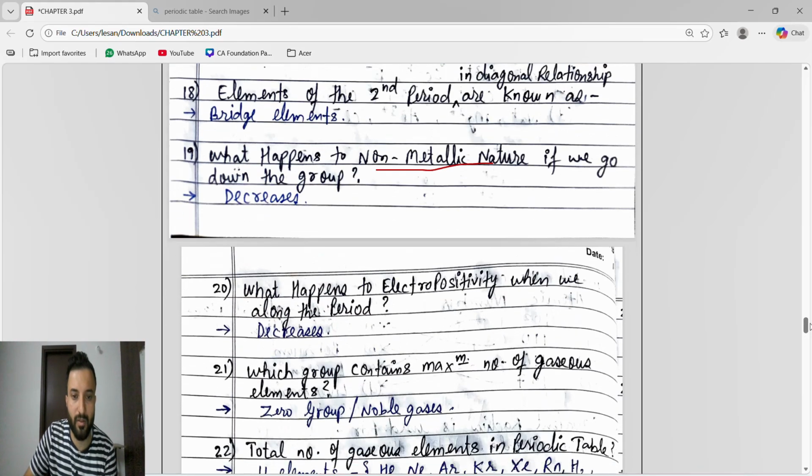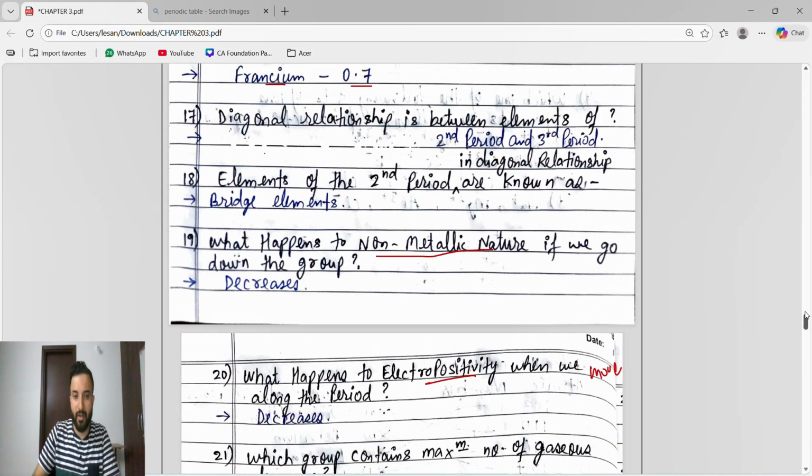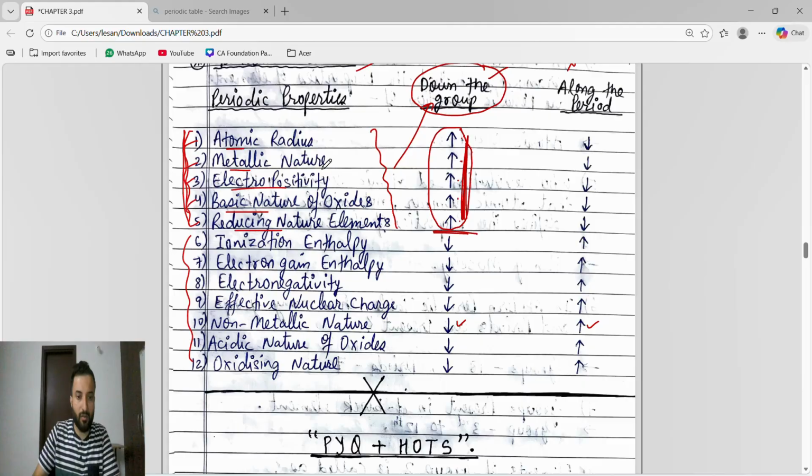Now next, what happens to electropositivity when we move along the period? We studied only for down the group, so whatever happens down the group, we will reverse to get the trend along the period. Electropositivity comes under these 5 names. So if electropositivity is increasing down the group, and they are asking along the period, it will be decreasing. Okay, yes sir.